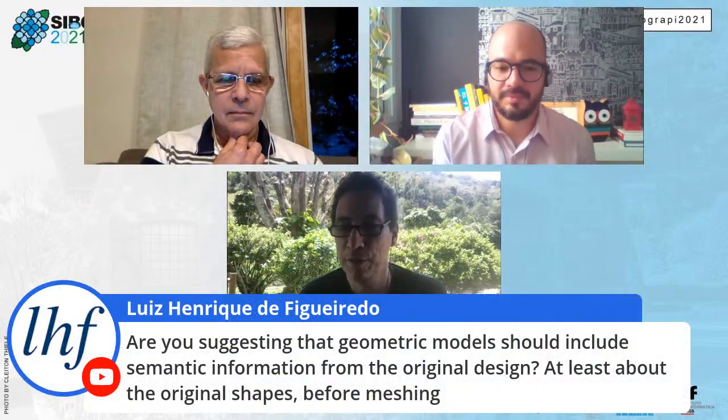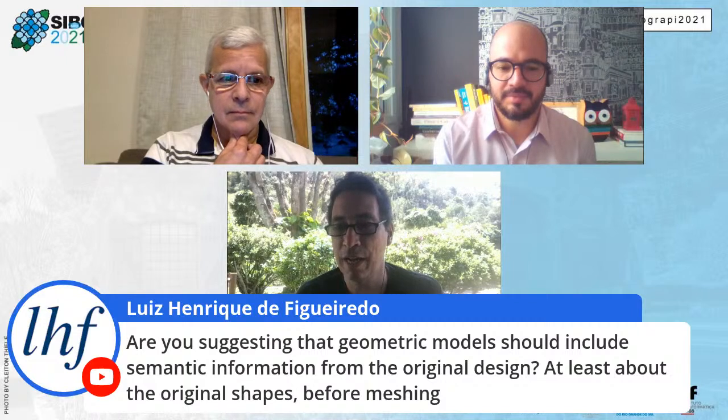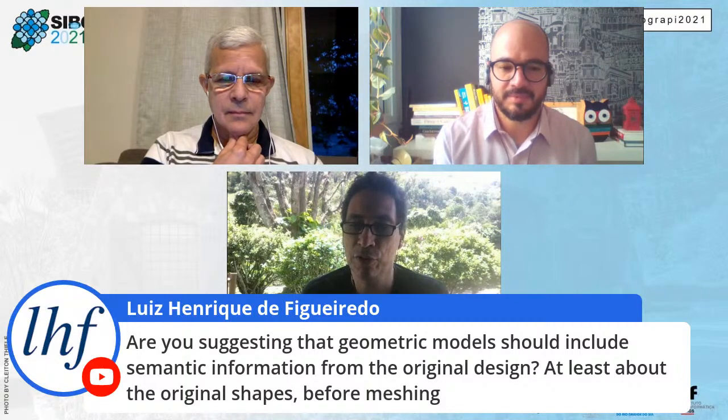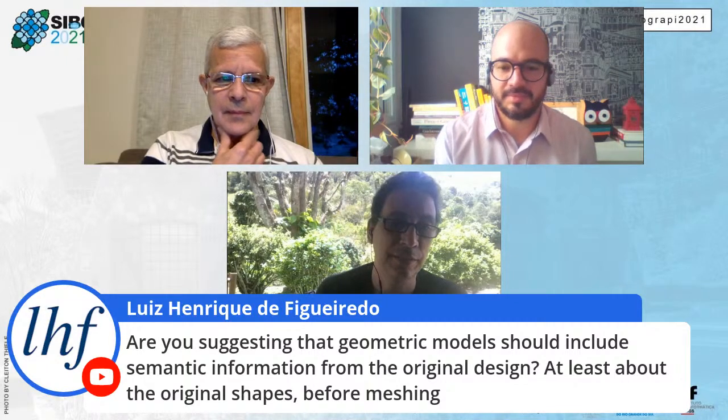Luis Henrique is asking if you are suggesting that geometric models should include semantic information from the original design, at least about the original shape before meshing. Actually, this is a very interesting question.